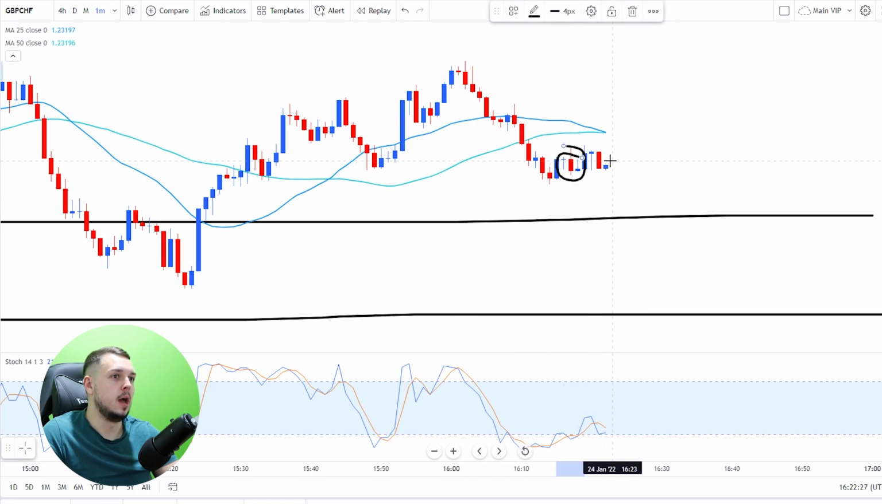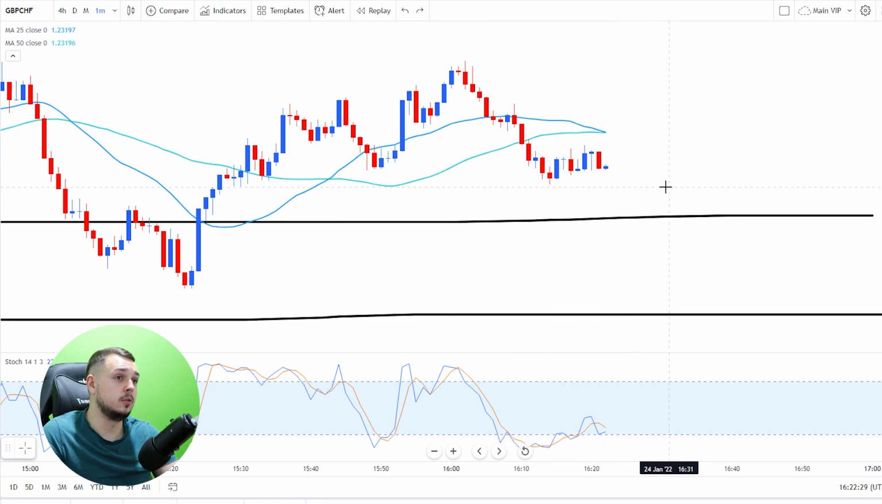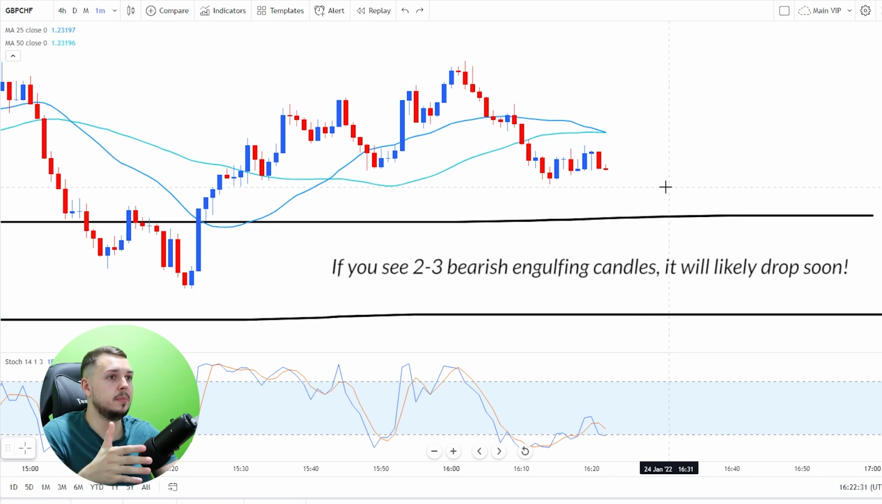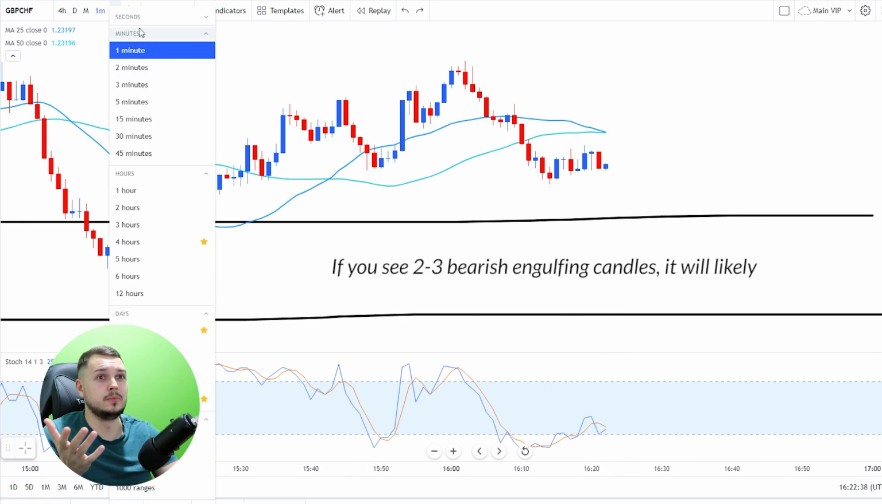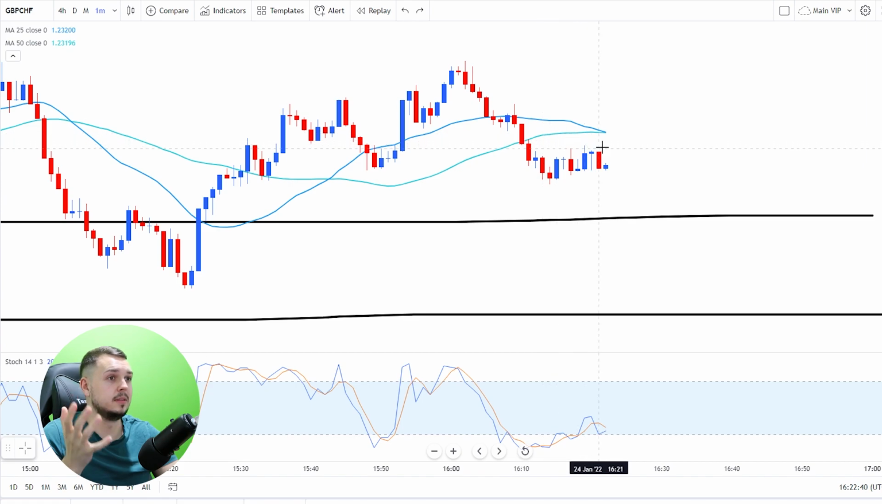We are getting double bearish engulfing candles, which suggest bearish movement on the 1 minute time frame. It's the shortest time frame you can definitely go for. I mean, you can go seconds even, but I don't see the point. 1 minute is small enough.